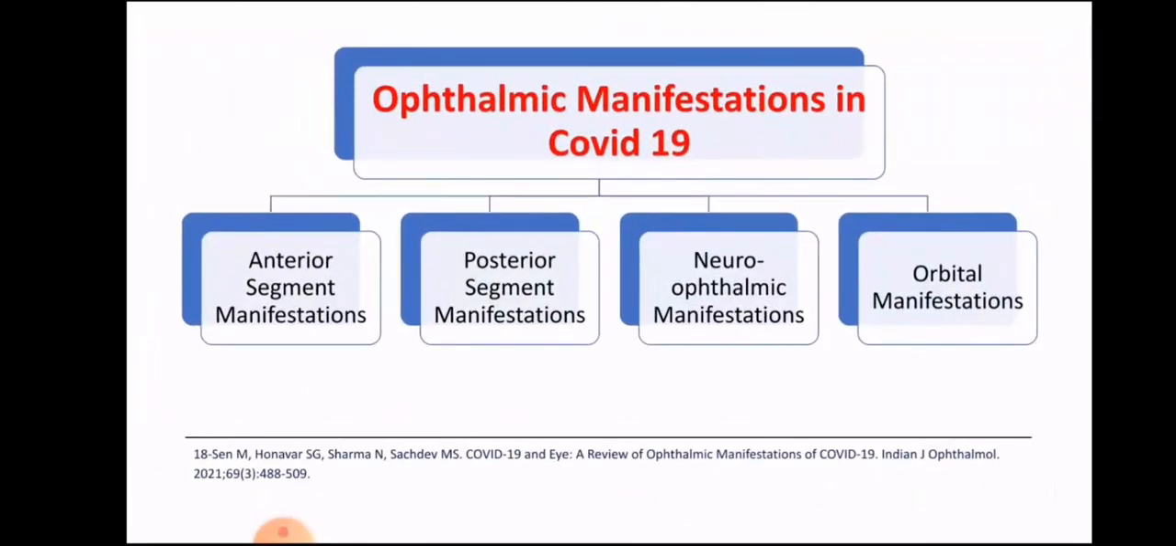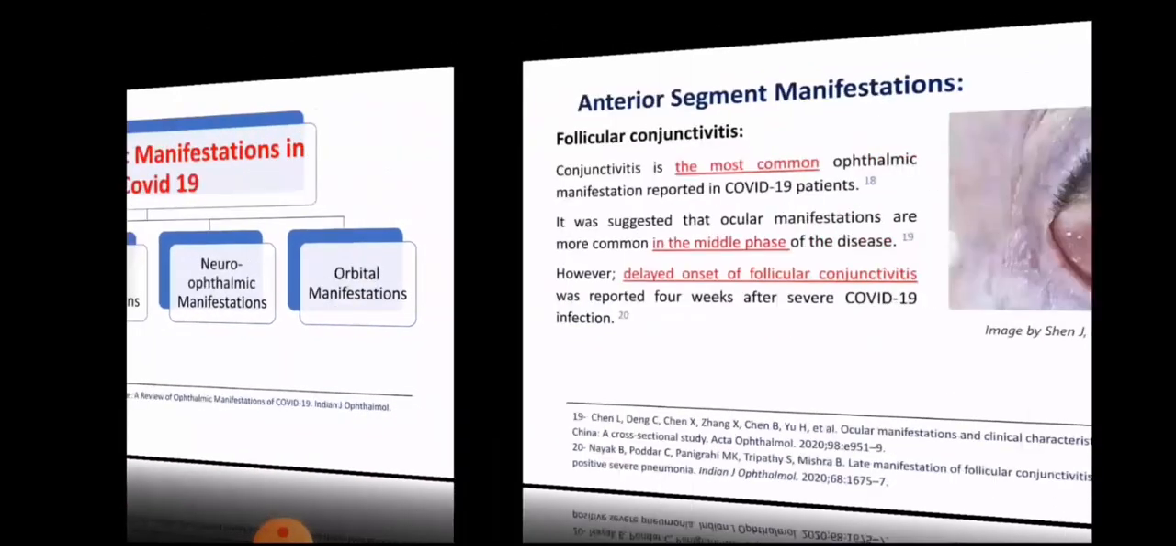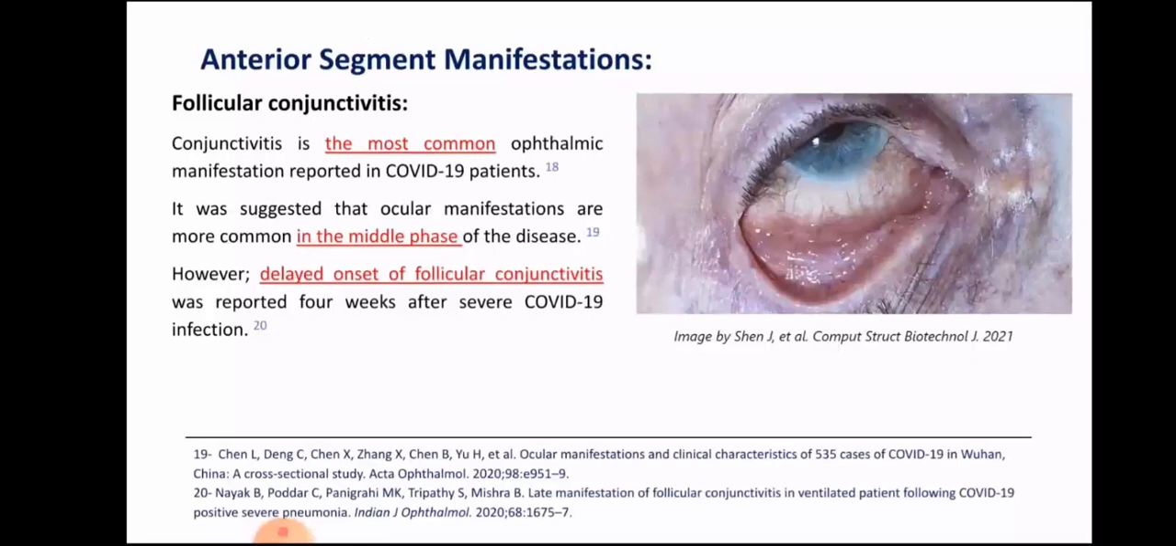Ophthalmic manifestation in COVID-19 patients can be categorized into anterior segment manifestation, posterior segment manifestation, new ophthalmic manifestation, and lastly orbital manifestation. Anterior segment manifestation is mainly presented by follicular conjunctivitis, which is the most common presentation of ophthalmic symptoms in COVID-19 patients. It can occur initially or can be delayed in onset.